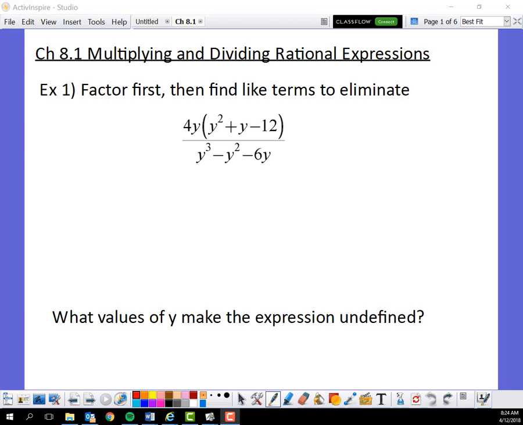I'm Mr. Kozad. This is 8.1 for Algebra 2, multiplying and dividing rational expressions. Thank you for joining me. We're going to have a lot of fun.